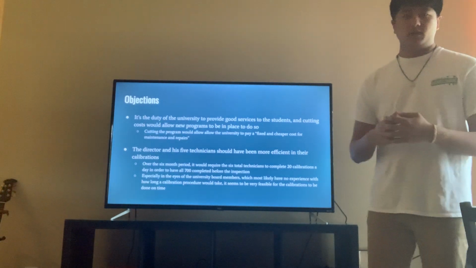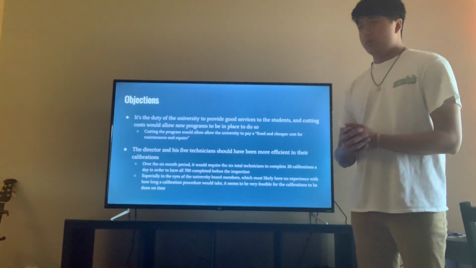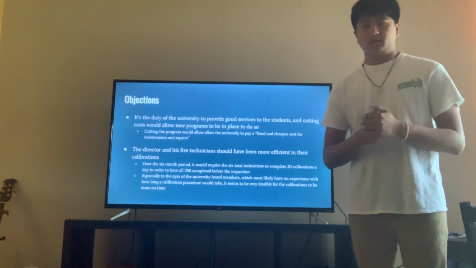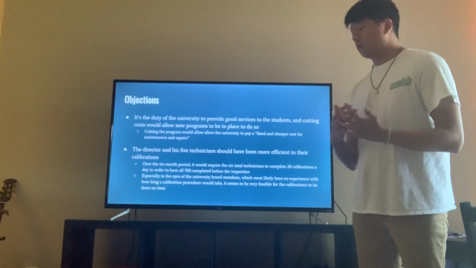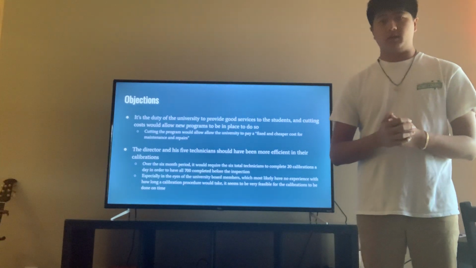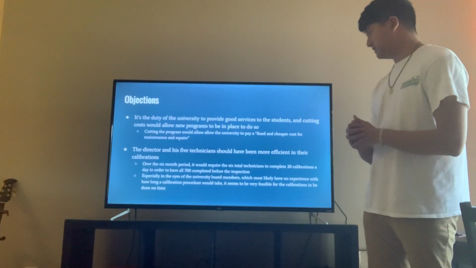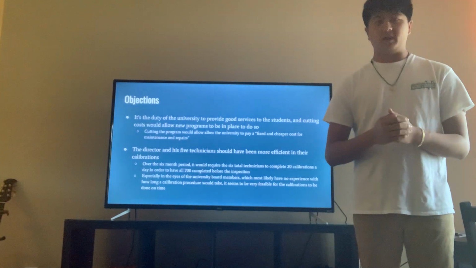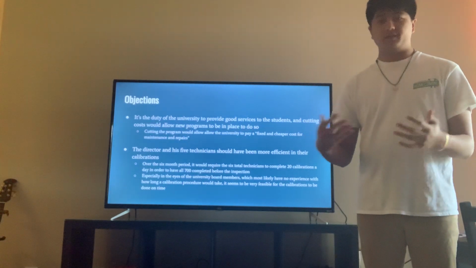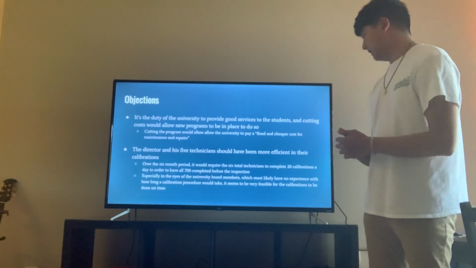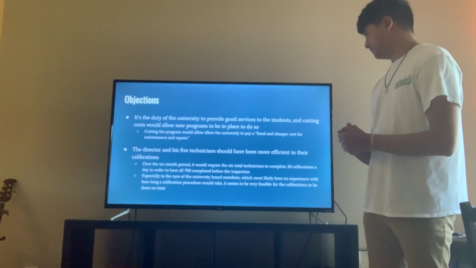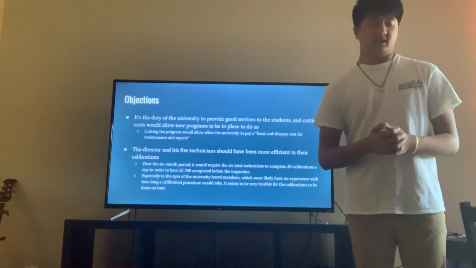a way you could argue against this is that neither we nor the university board members would know how long it takes to complete a single calibration procedure. So it could take anywhere from 20 minutes to an hour, and that would throw off how much time could be invested in that.